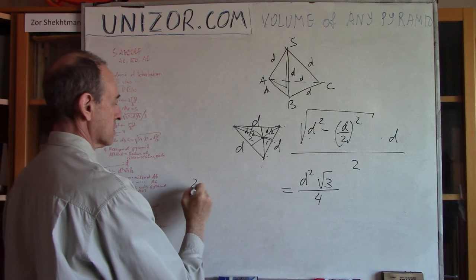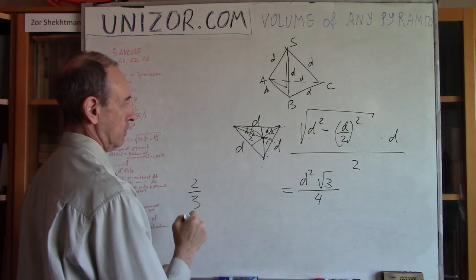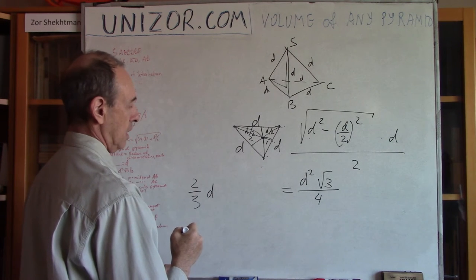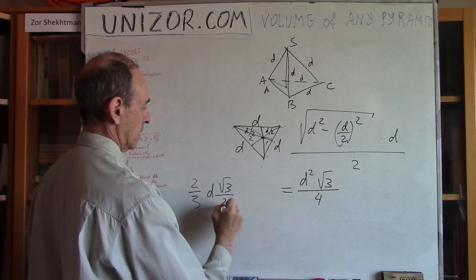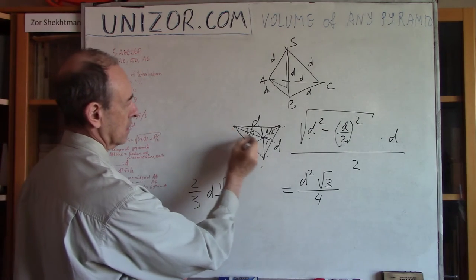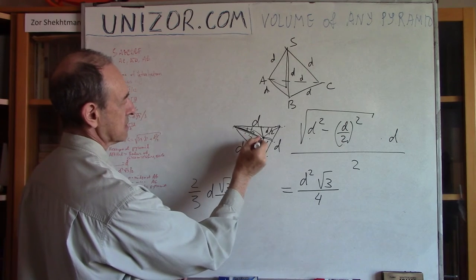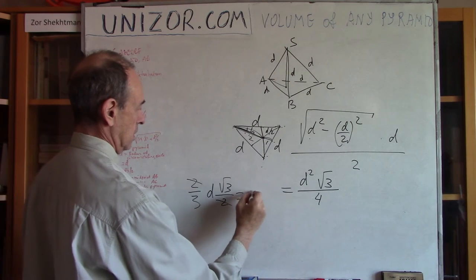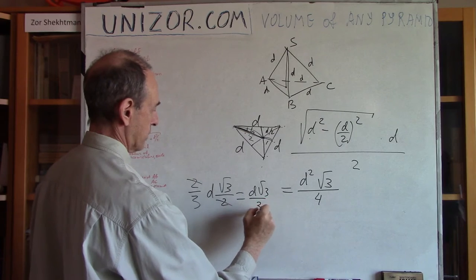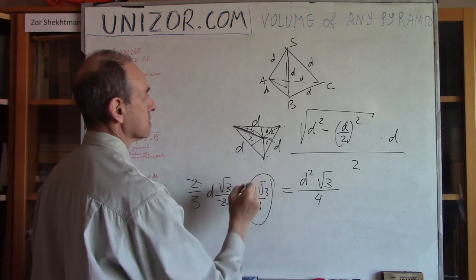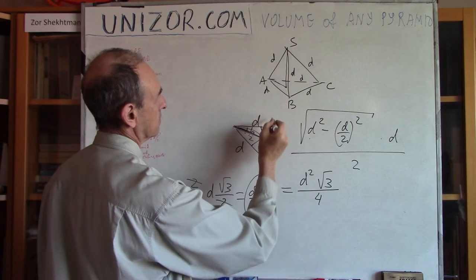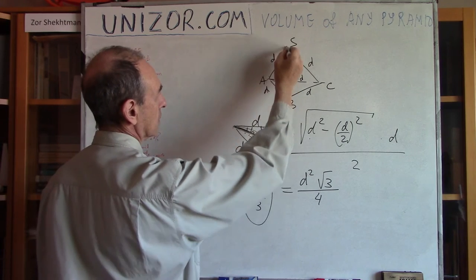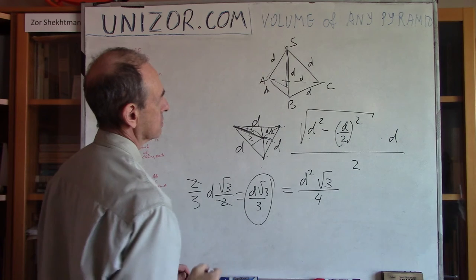So we need 2/3 of this altitude, which is, again, d goes out of the square root, and this is square root of 3 divided by 2. So that's my segment between the center and the vertex, right? Which is what? D square root of 3 divided by 3. Now, so this is this piece. Now, but I need an altitude. Now, this is actually the right triangle because this is the perpendicular to this and this is the hypotenuse.